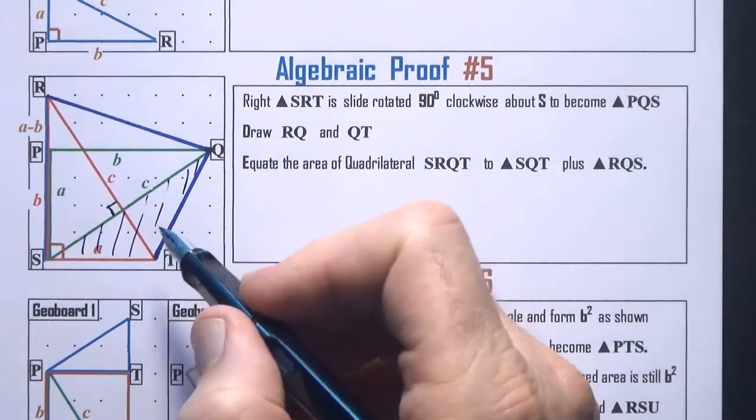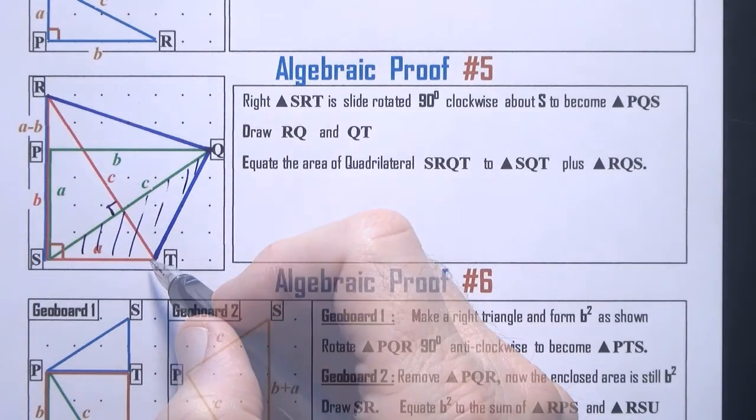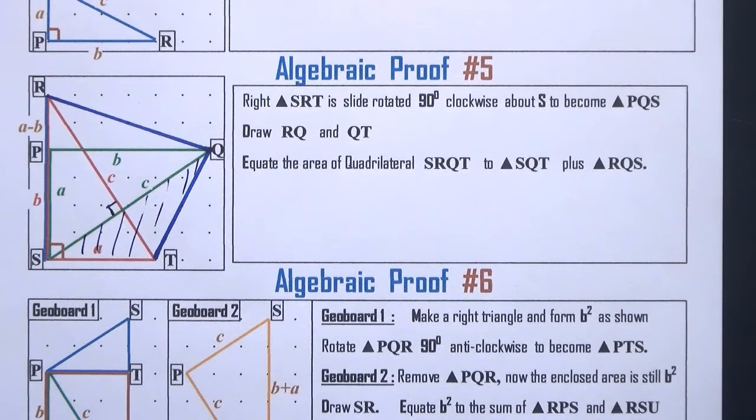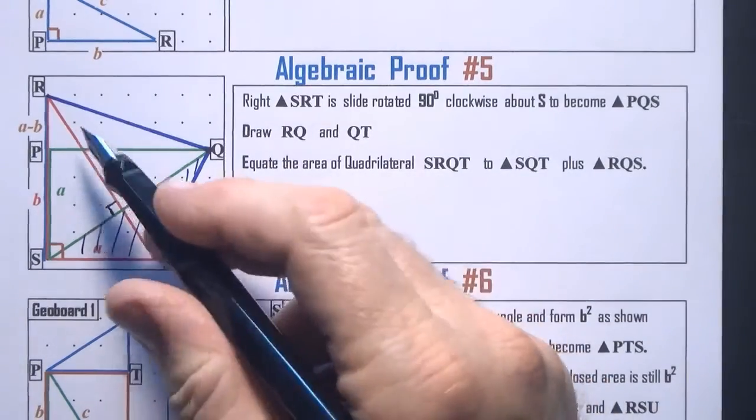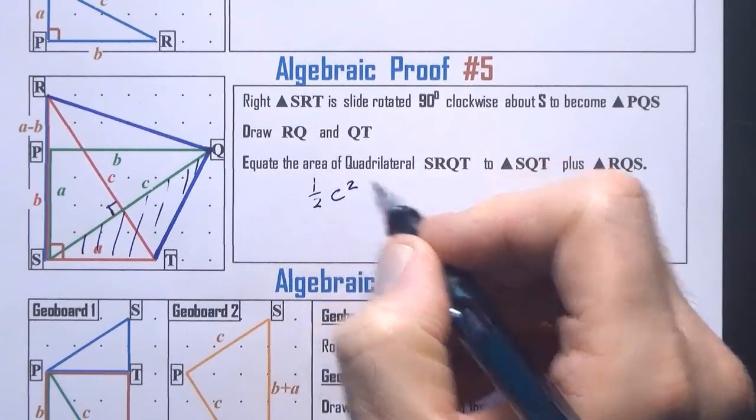We have a quadrilateral with diagonals at 90 degrees. The area of that quadrilateral will be half times the product of the diagonals. Well, the diagonals are C. Half C squared.